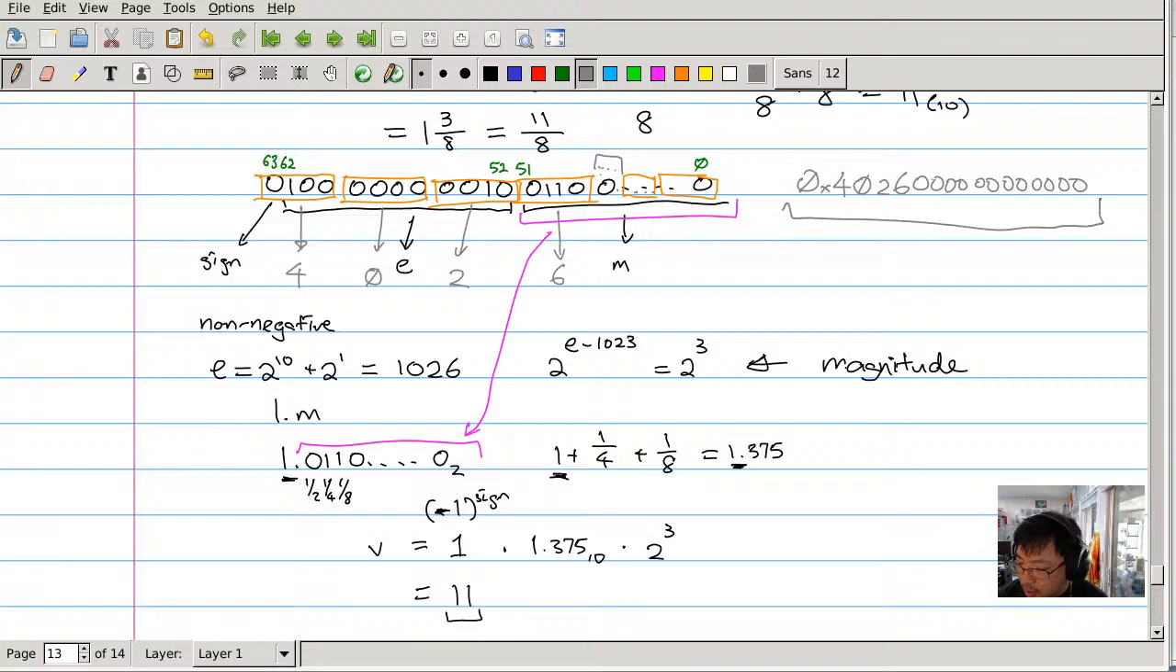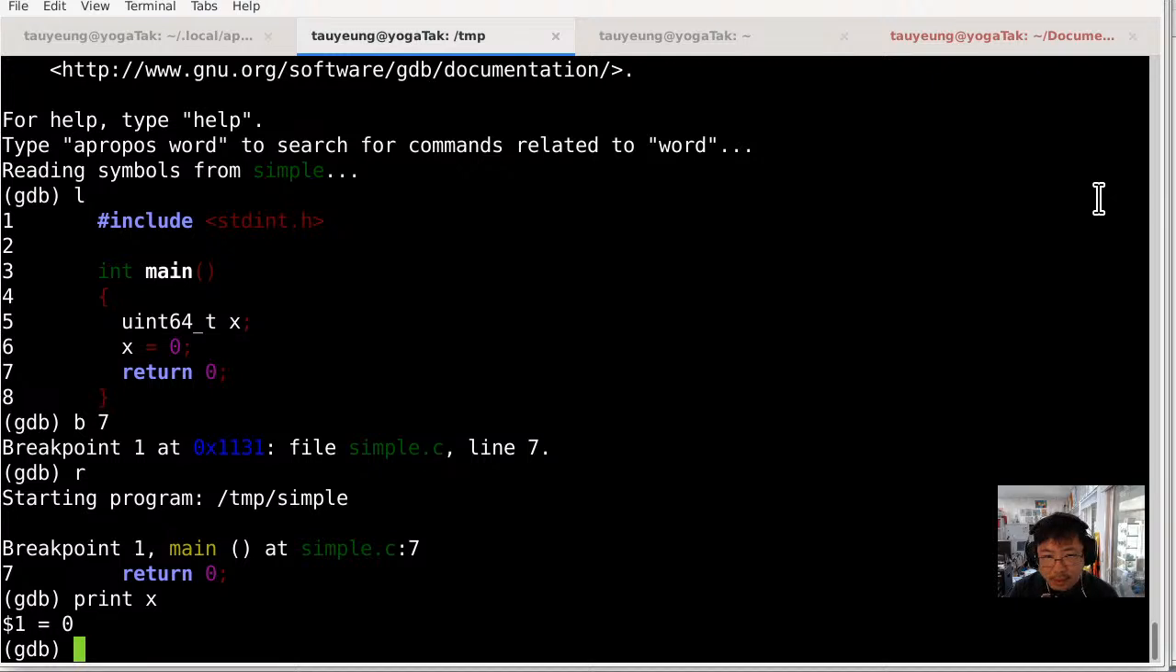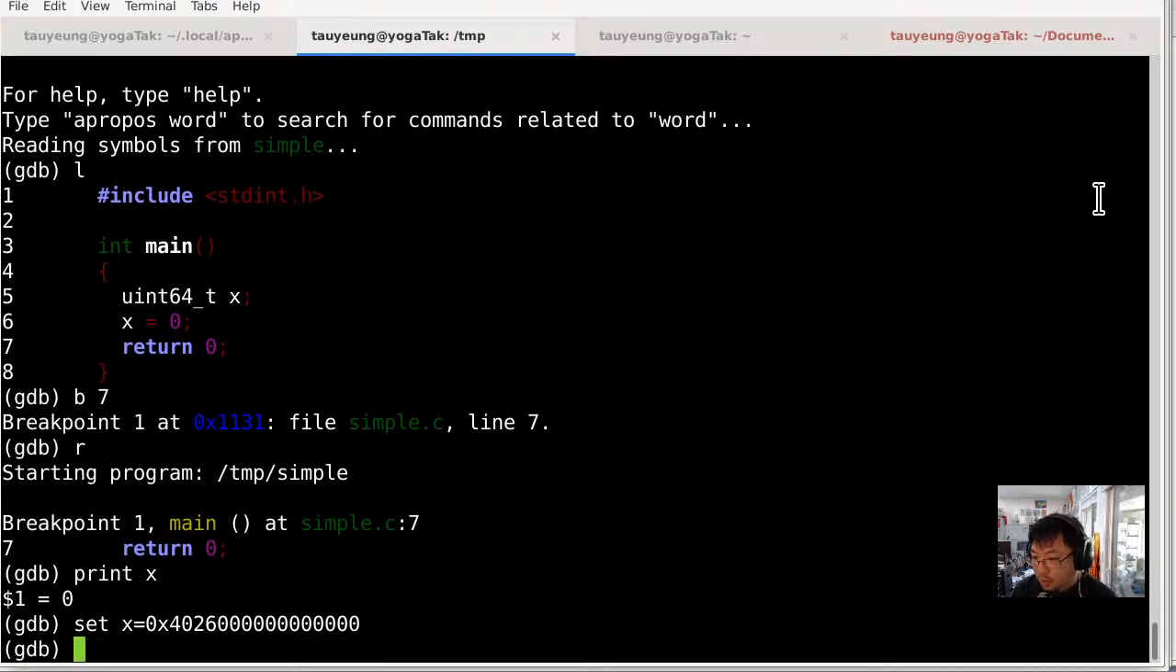So now I just need to enter this number into GDB. Then I have the bit pattern in. Let's go ahead and do that. So it's 4026. Okay, back to GDB. Now we can say set x equals 0x4026, and then exactly what I said, 12 zeros after that. 1, 2, 3, 4, 5, 6, 7, 8, 9, 10, 11, 12. Press the enter key. Pretty cool, right?